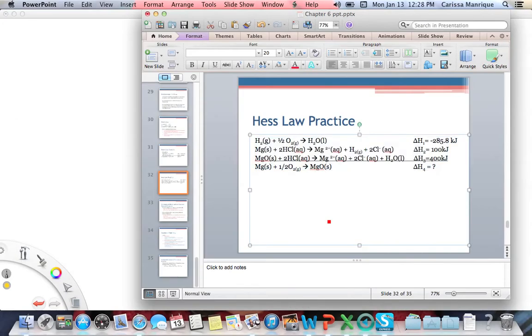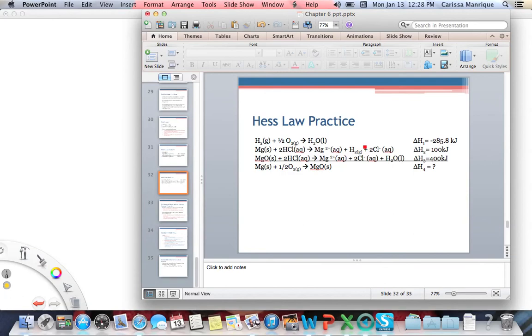So let's see what I want here. My final equation, my final answer, I want to look like this. So when I cancel everything out, I need it to look like this. So I need to make sure everything's on the right side. So let's start with magnesium. So magnesium solid, do you see I went on the left side and I want the coefficient in front of it to be 1, right?